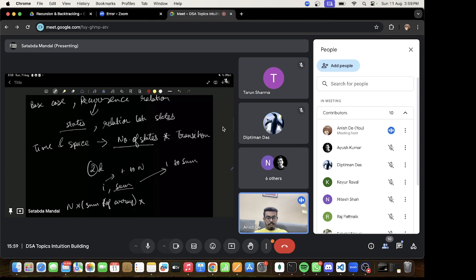Now let's say for every state what we are doing, for every state we are using constant time, like we are adding the current element or we are not adding the current element, okay. So every state is taking a constant time, so it will be 1 for this example, okay. So it will be n into sum of array in this example.